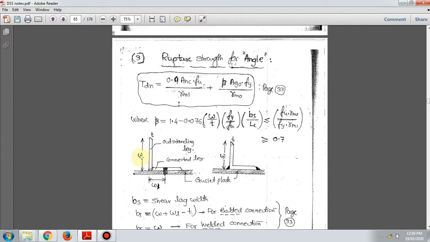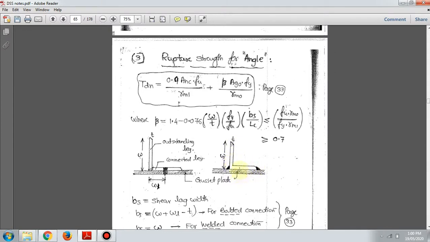Now what is this w? When an angle section is connected to a gusset plate, the leg which is free is called the outstanding leg, and we call its width w. The leg which is connected by bolts to the gusset plate is the connected leg, and its width is wL. This is required in calculating bs. So this outstanding leg width w and wL you will get in SP6, page number 168.